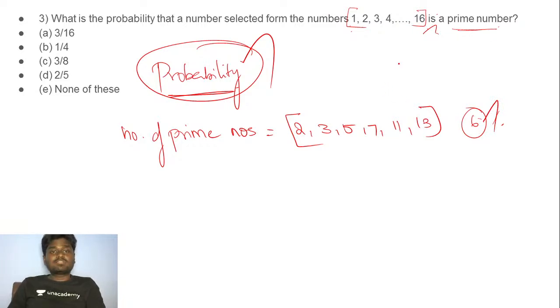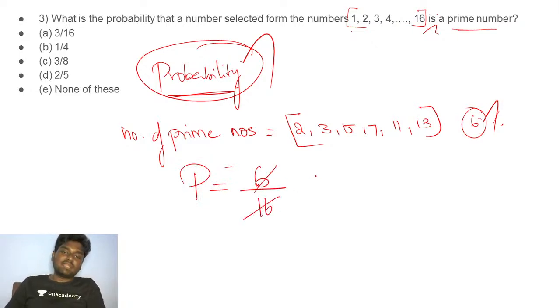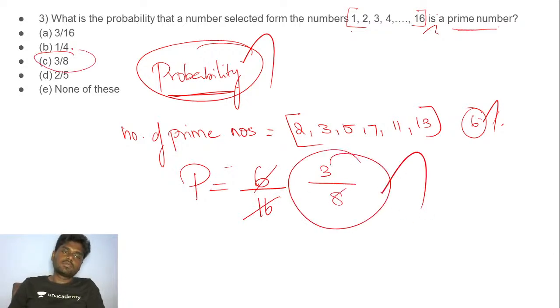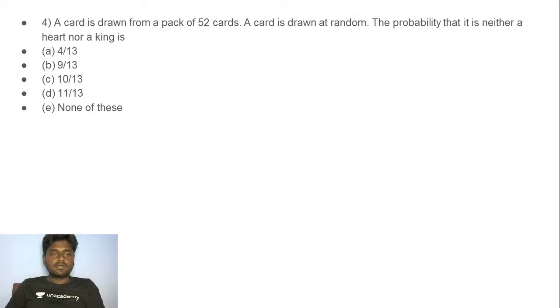And they are asking you what is the probability that a number selected from the numbers 1 to 16 is a prime number. So the probability is ultimately out of 6 you'll be taking 1 and out of 16 you'll be taking 1. So 6 by 16 will exactly give you 3 by 8. That's it. Okay. Is that clear?